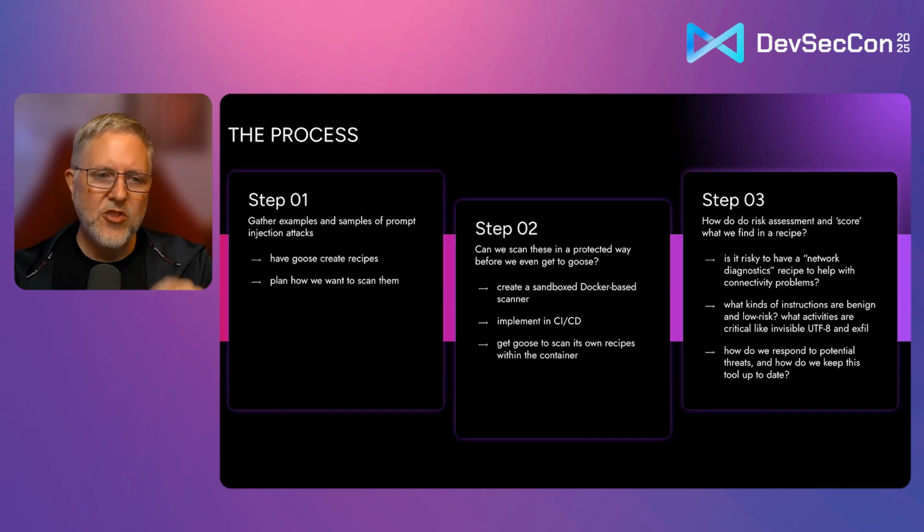But we still wanted Goose to download any scripts or MCP servers in the recipe itself and check if any of those look malicious as well. And I'll show you that script in a moment. Finally, we needed a way to score and rank these from a security perspective into a low, medium, high, critical risk.